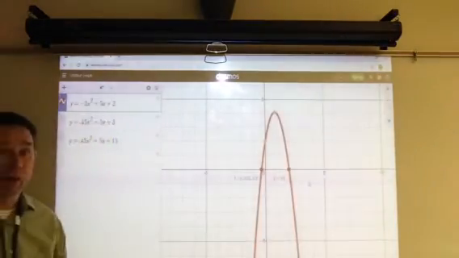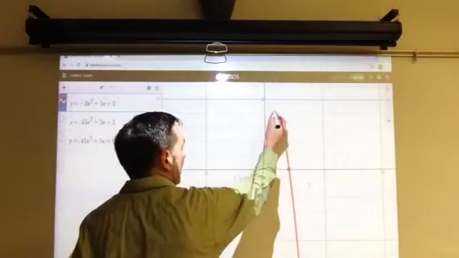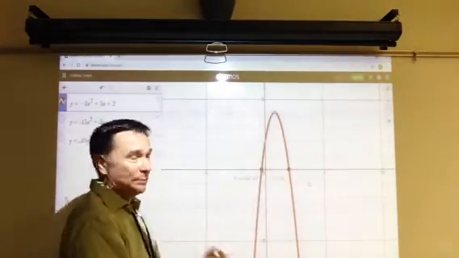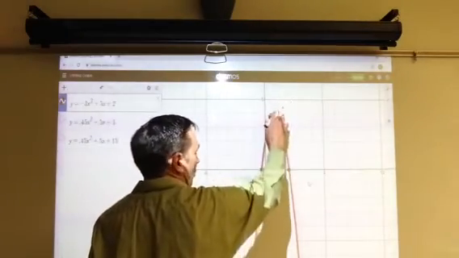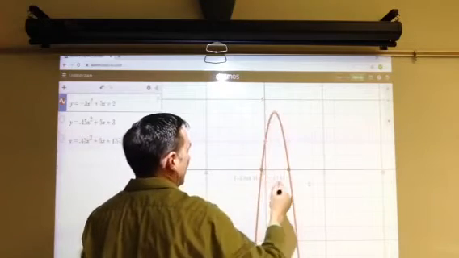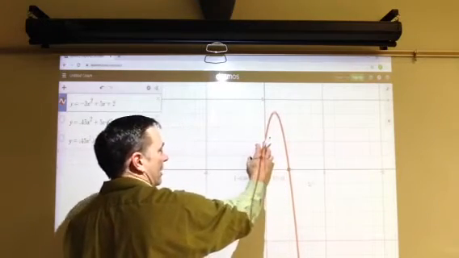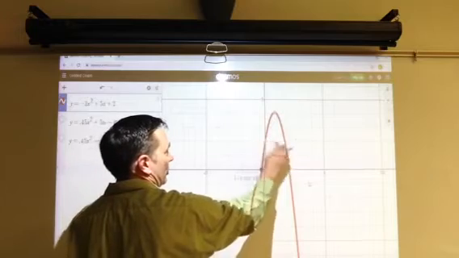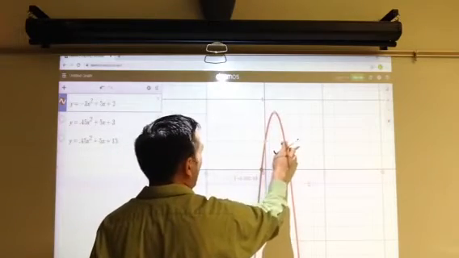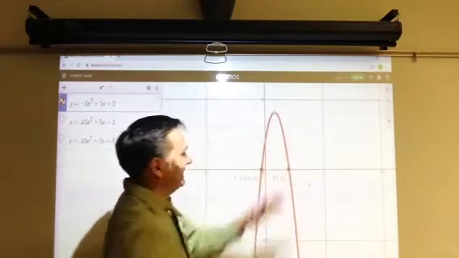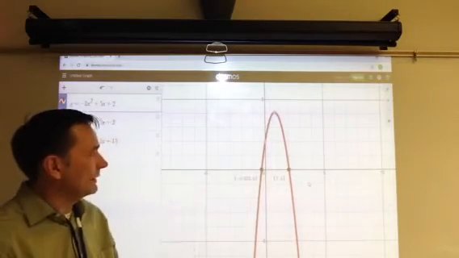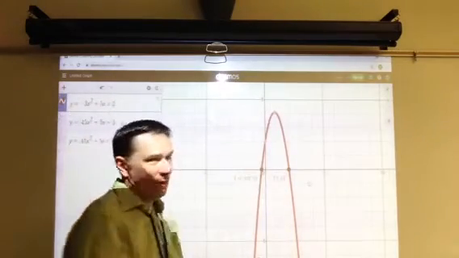Well, if we were doing this by hand like we were doing before, we would find our vertex by finding negative b over 2a and plugging that in, and that point would be right here. And then we would find that our y-intercept is here at positive 2, and going the same distance over, it's this point over here which is not exactly on that grid. We would see that it's graphing down.